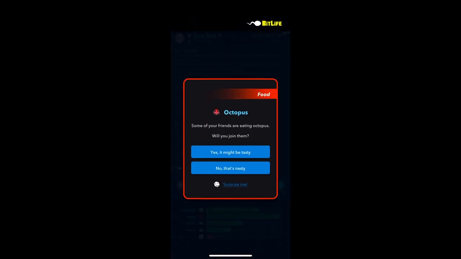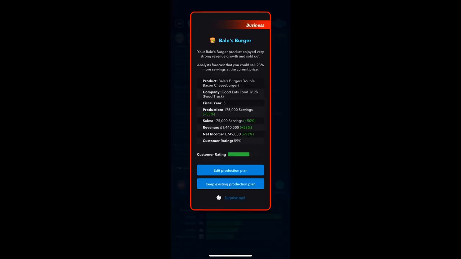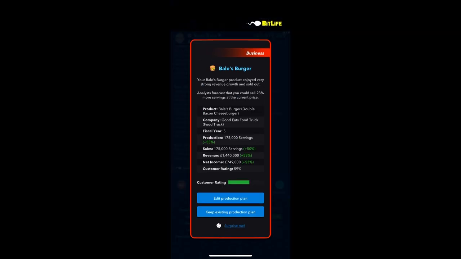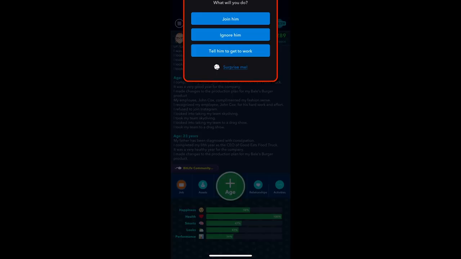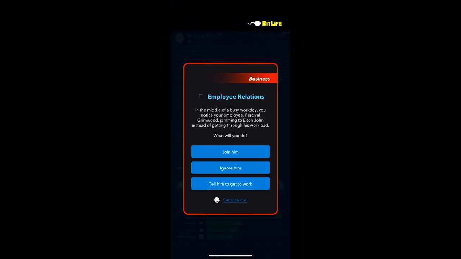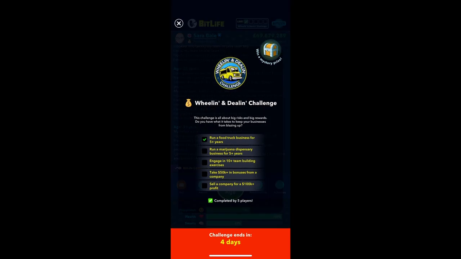Here I think I did just some random options. And then for my fifth year, we had decent stuff. So you'll see here that I kept the existing production plan, I believe, because I was thinking I was going to be able to sell it. I'm going to be completely honest with you, I didn't realize how long it takes to sell something for 100K profit. So that was our first checkmark, the food truck business.